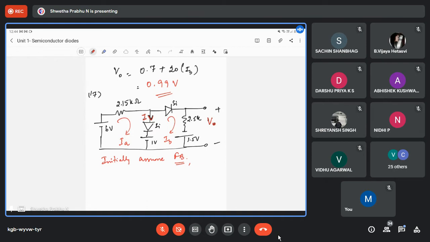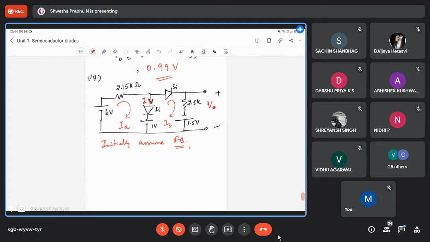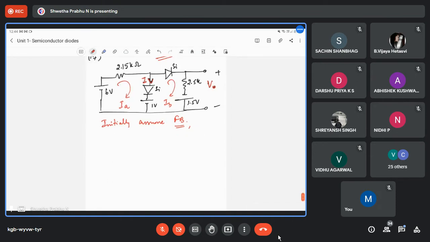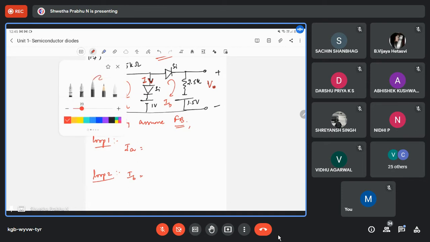Whether the main current I is positive or negative, we'll have to find. If it is negative, then that diode happens to be reverse biased. If that current value is positive, then the diode is forward biased. If the diode is reverse biased, then you have to show the circuit as open circuit. Those things we will see later. First you solve now. So apply KVL, loop 1 and loop 2. Find IA, find IB. Tell me these values. Apply KVL.